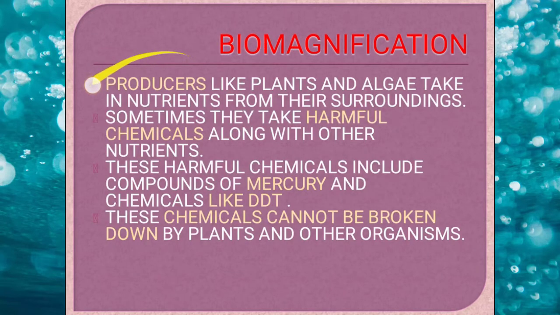Biomagnification. Producers like plants and algae take in nutrients from their surroundings. Sometimes they take harmful chemicals along with other nutrients. These harmful chemicals include compounds of mercury and chemicals like DDT. These chemicals cannot be broken down by plants and other organisms. So chemicals accumulate in their bodies.